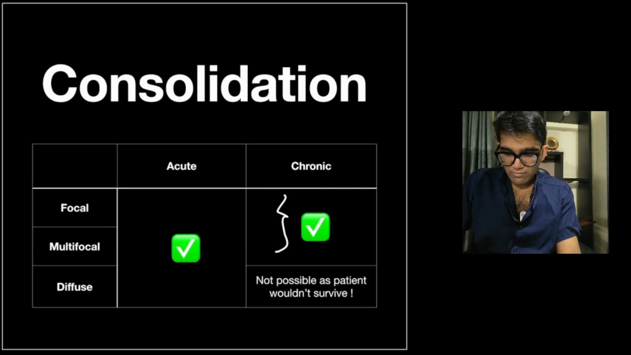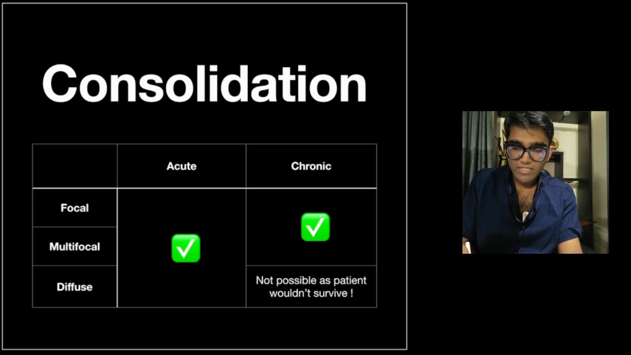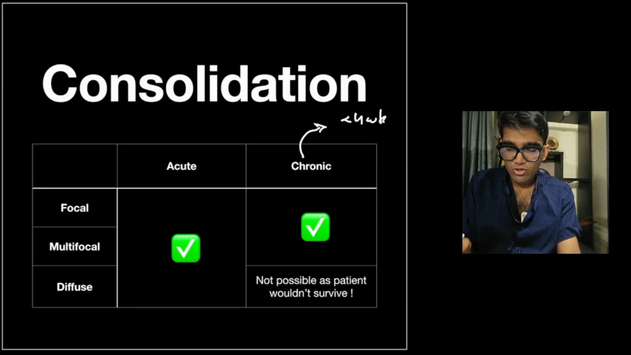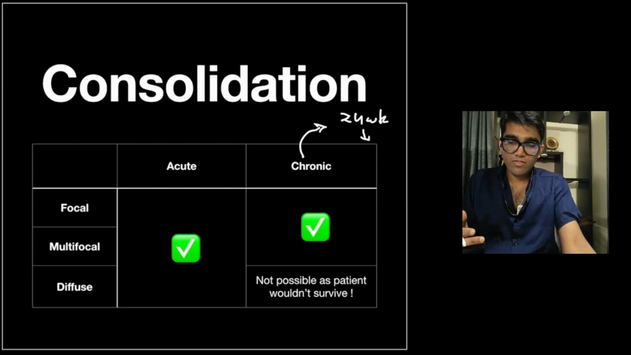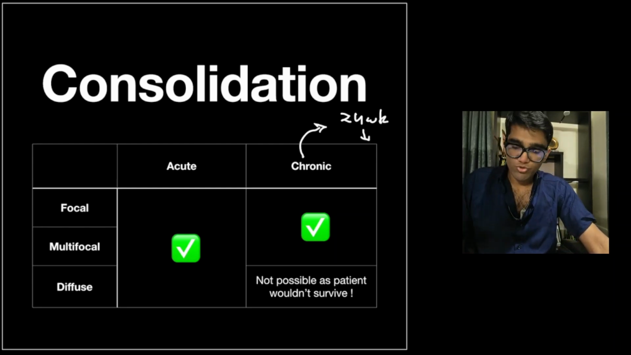Diffuse is not really an option in cases of chronic consolidation, and chronic consolidations are, by definition, ones that have lasted for more than 4 weeks. And when you don't have an old scan or a documented radiology report showing that there was a consolidation for more than 4 weeks, that would be with features of chronicity, such as fibrosis usually. Okay, so that's where we were.